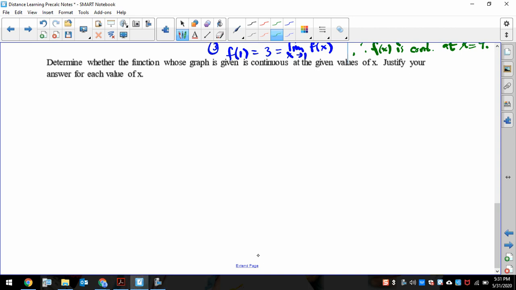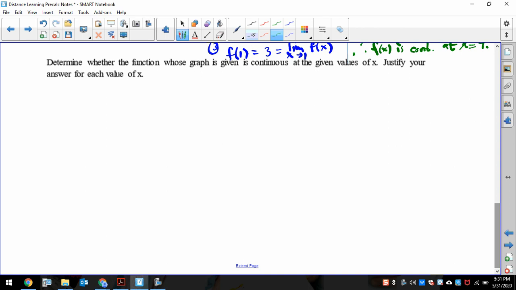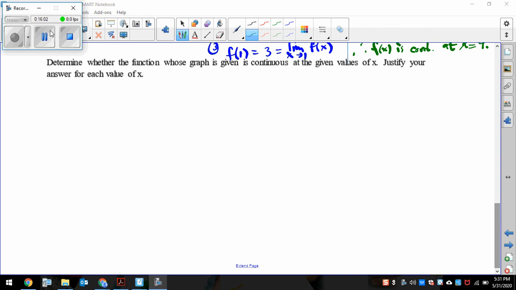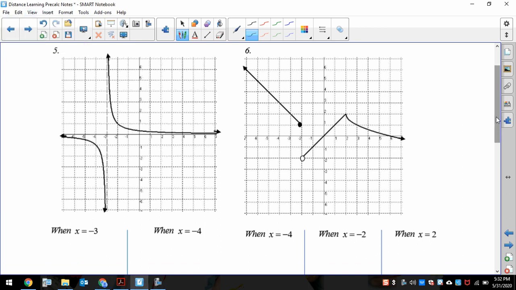Let's give it a read. Determine whether the function whose graph is given is continuous at the values of x. Justify your answer. So here, I usually draw some pictures for this and ask you to answer them. So give me one moment while I draw my pictures. I had them drawn on the next page. I used to draw these by hand. It looks like we actually put them into the notes. So here they are. Let's go ahead and look at them.